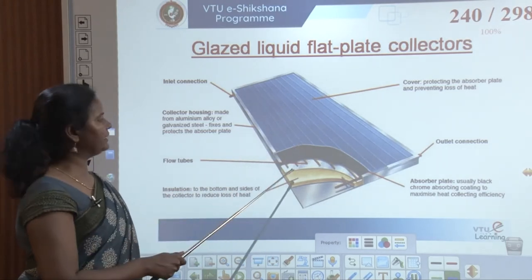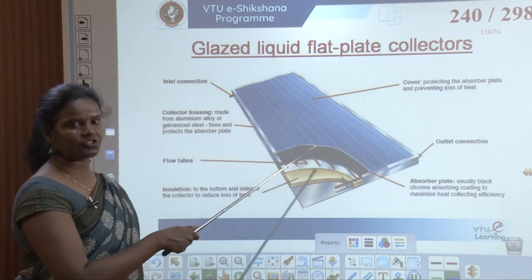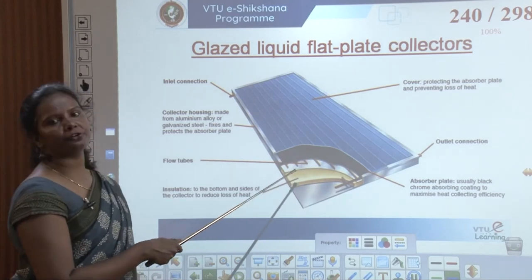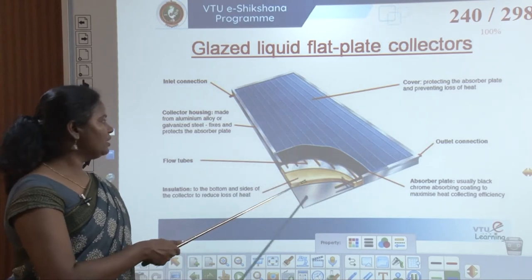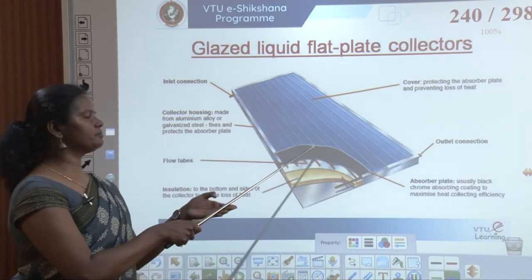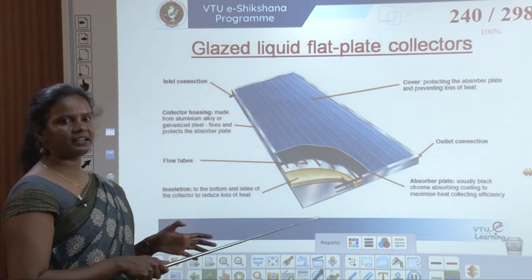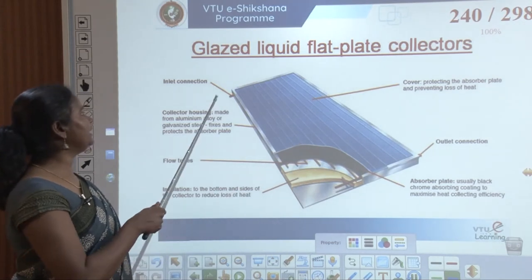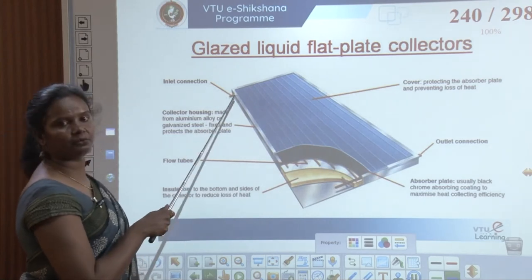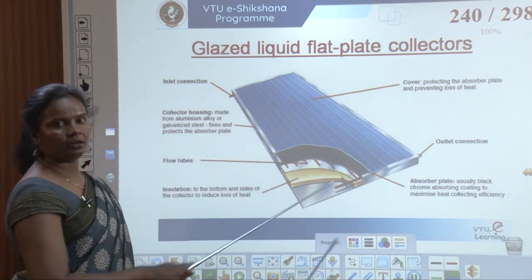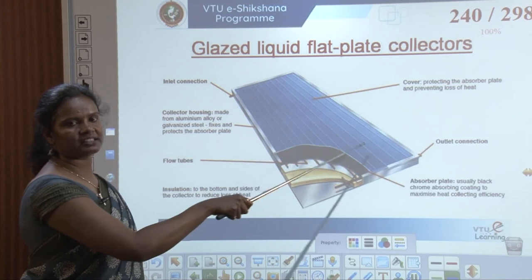Glazing on the top, and then you see this flat plate absorber, a flat plate where the heat is trapped. Below that there are flow tubes, water tubes running, small, 2 inches or something like that. So the absorber plate is flat. This is called a liquid flat plate collector. Here it has one inlet connection and one outlet connection. In this whole unit, one inlet is where water is supplied to the solar collector, and from one outlet connection the water is drawn out.